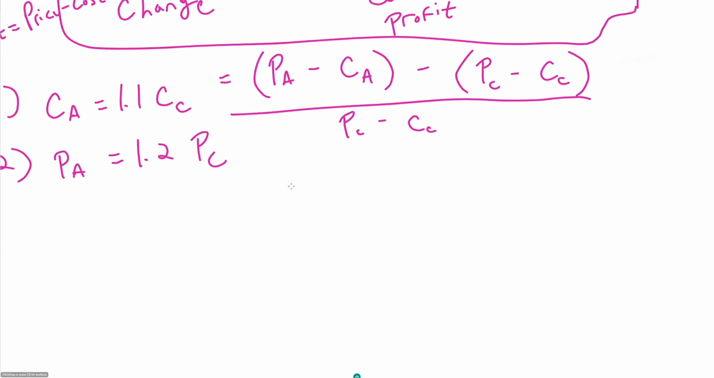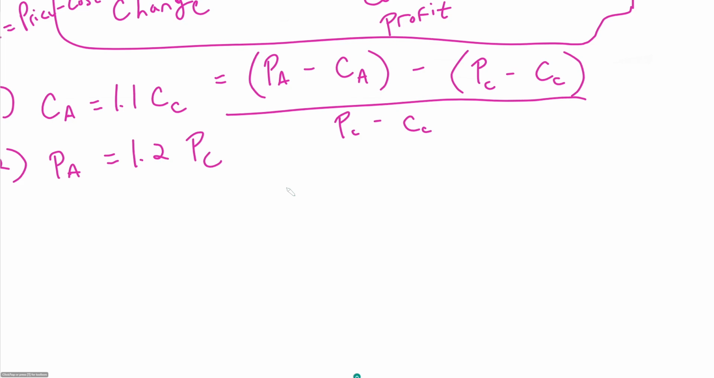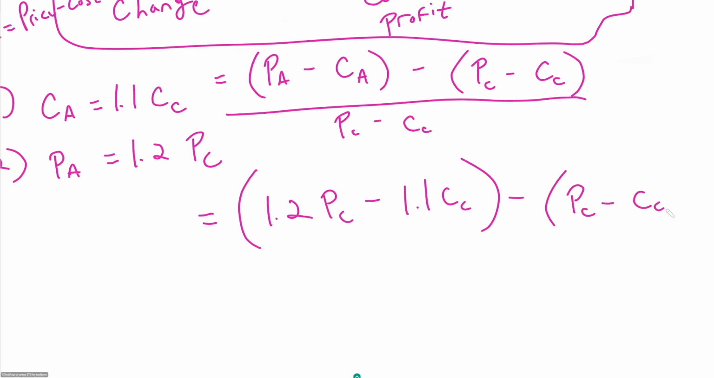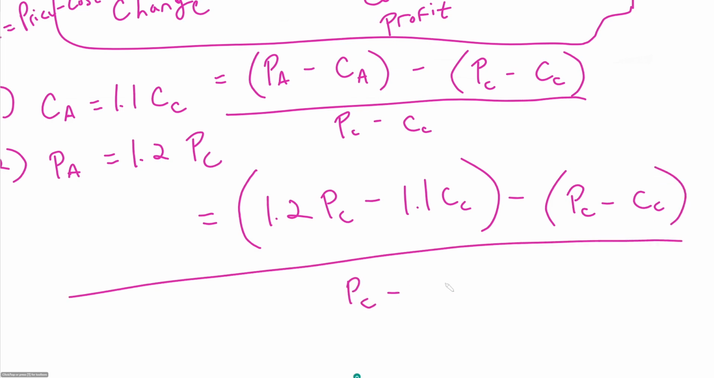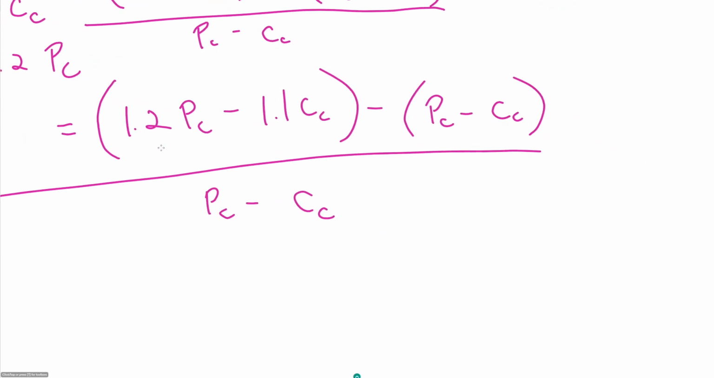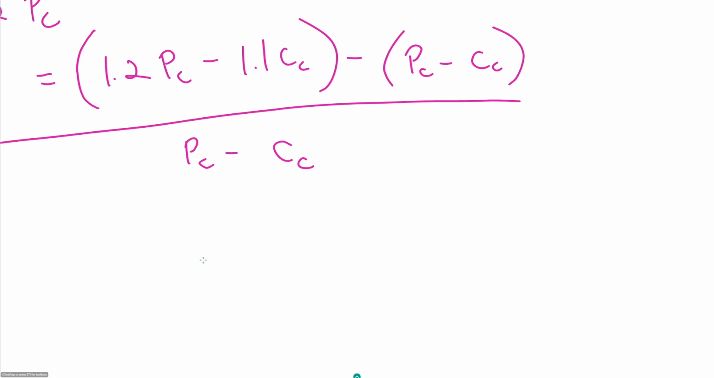So looking at them together, let's plug in everything we know and see how many variables we can get rid of. Let's get everything in terms of our coffee table. So the price for our armchair is just 1.2 times the price of the coffee table, minus 1.1 times the cost of the coffee table, minus the price of the coffee table, minus the cost, all over the price of the coffee table minus the cost. And so I can tell here this is insufficient, right? Because my variables are still not going to cancel out all the way. But if you don't see that, you can keep going, try and combine as much as you can. So let's see how far we can go.